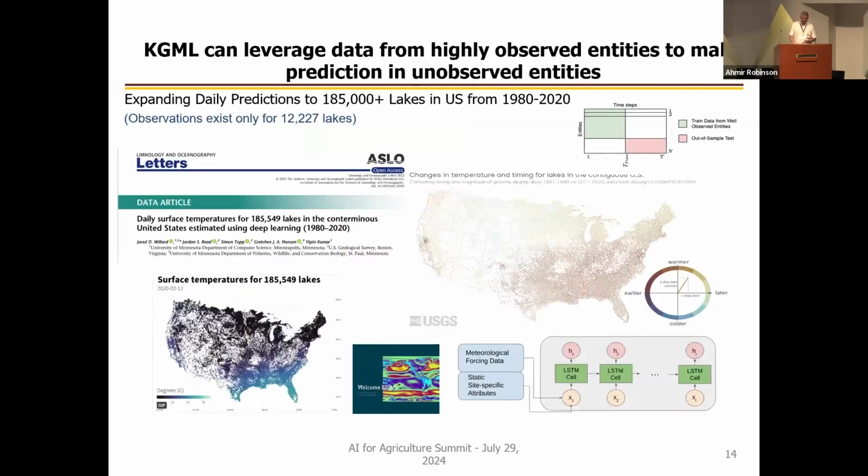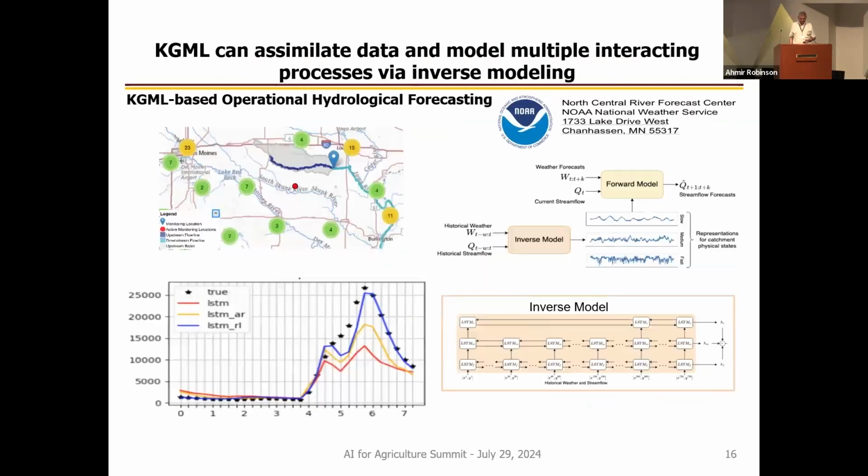The next slide simply shows that this framework we have demonstrated in the context of being able to build the dynamics of stream temperature or lake temperature for the entire US, for 185,000 lakes, even though data is available only for about 12,000 lakes. So this methodology has been shown to work in a very real context. The next slide shows that you can also emulate in the KGML framework the processes that are unfolding at different time scales. And as a result, you can assimilate data.